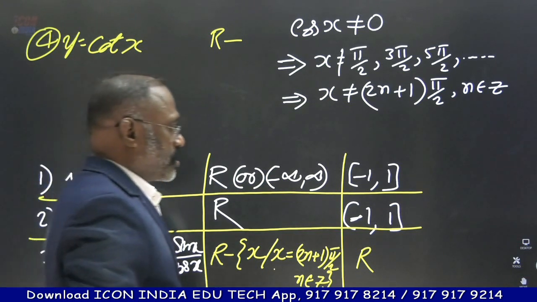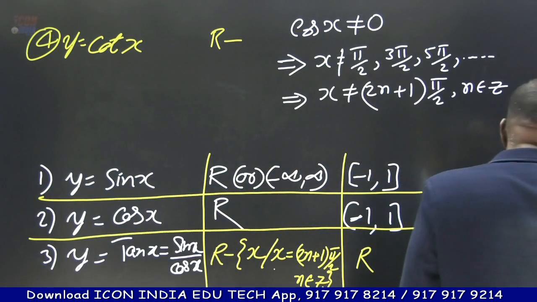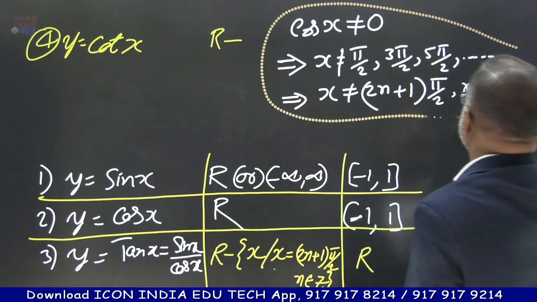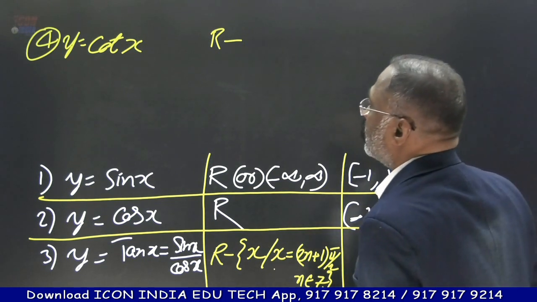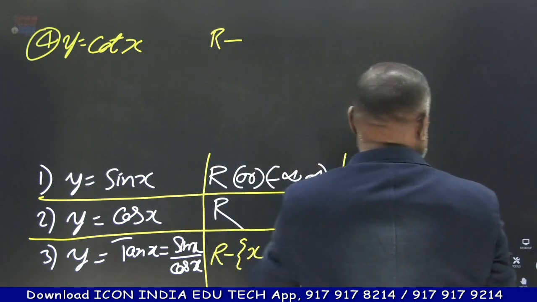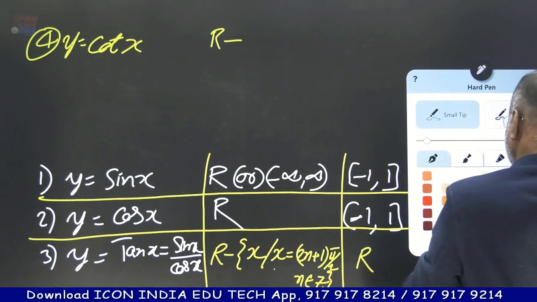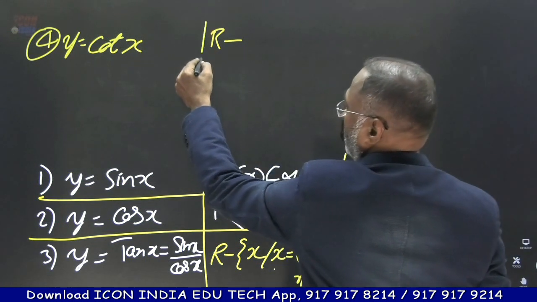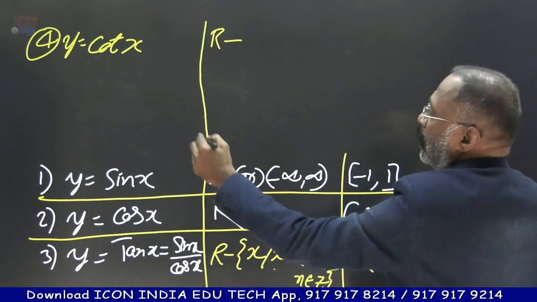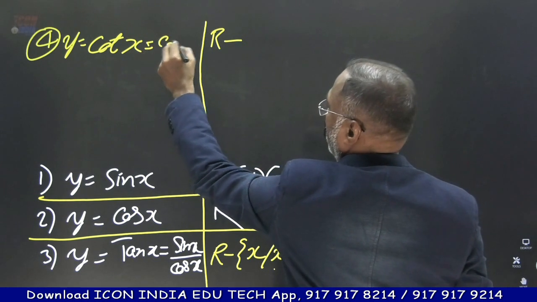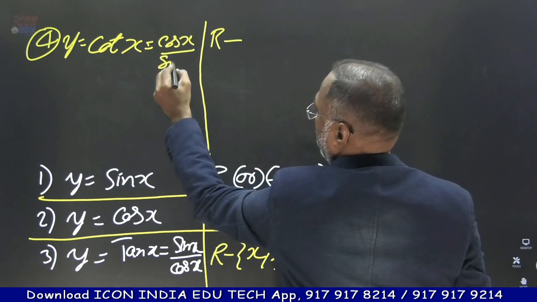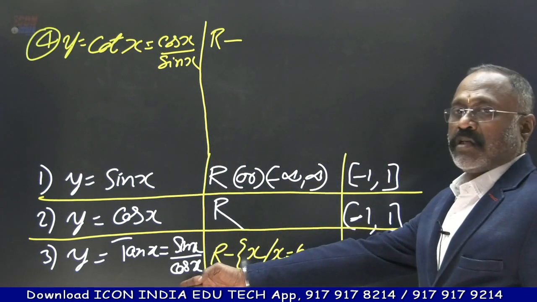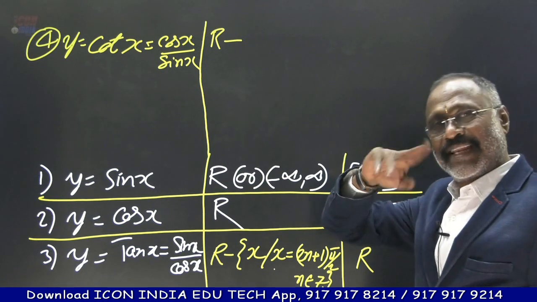What are the restrictions here? You should not give those values to x which make the function undefined. So what are the restrictions for cot x? Cot x should not become undefined for some value of x. What are those values? Cot x is nothing but cos x by sin x. In the earlier case, we made cos x not equal to 0. In this case, you must make sin x not equal to 0.